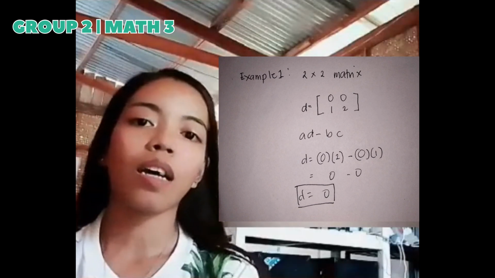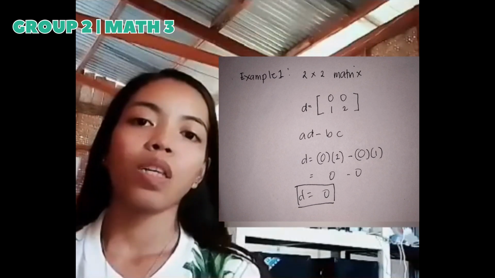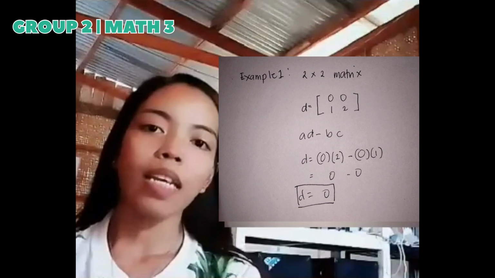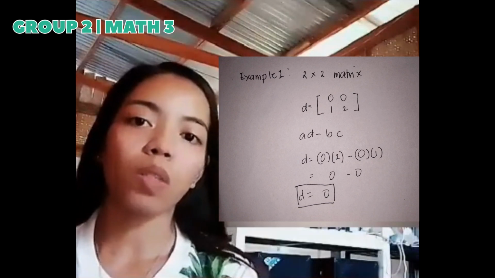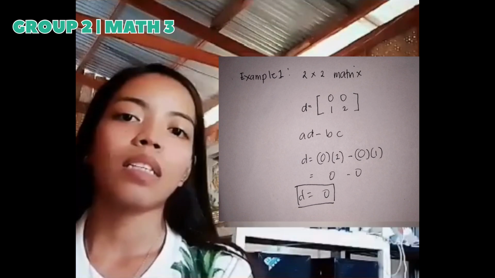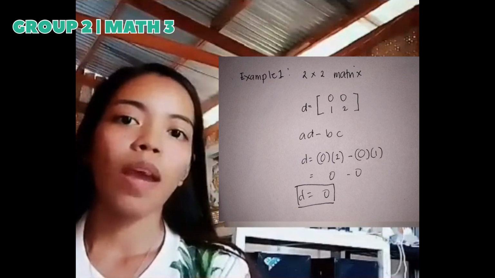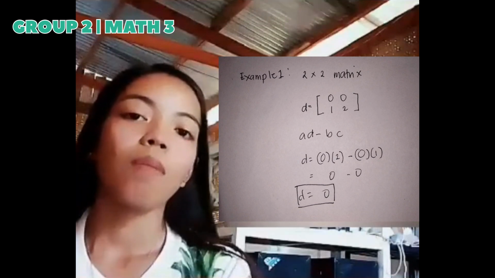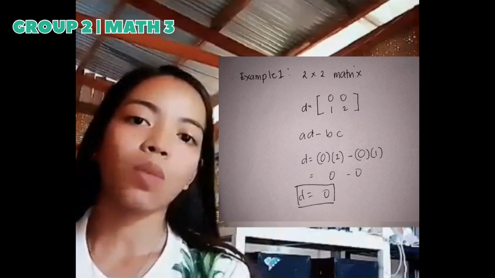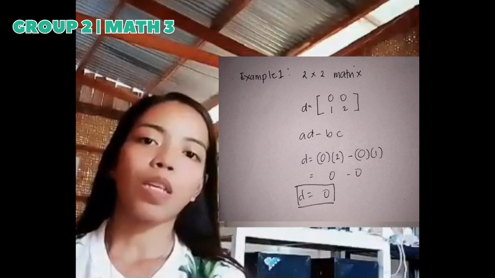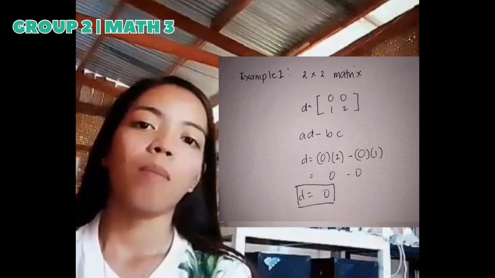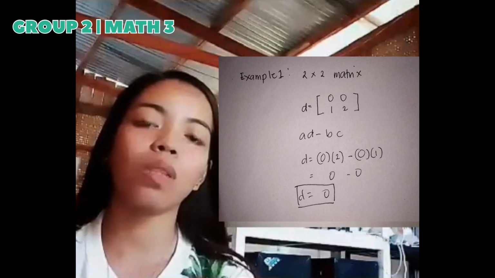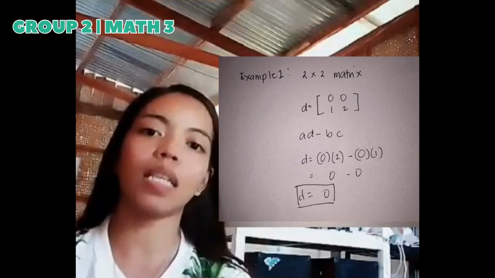To get the determinant, we will use the formula AD minus BC. So A is 0, B is also 0, C is 1, and D is 2. So AD minus BC: A is 0 times D, 2, minus B, 0, times C, 1. So 0 times 2 is 0, minus 0 times 1 is 0. So our determinant is 0.